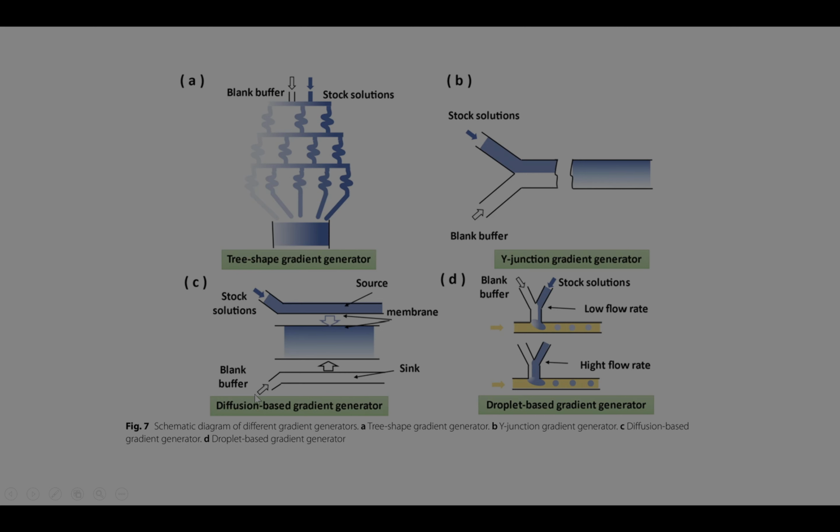The next type is the diffusion-based gradient generator, where the stock solution and the buffer are separated by a membrane, and it will slowly generate the gradient. Then with blank buffer, stock solution, low flow rate, and high flow rate, this kind of setup can be used for the droplet-based gradient generator.